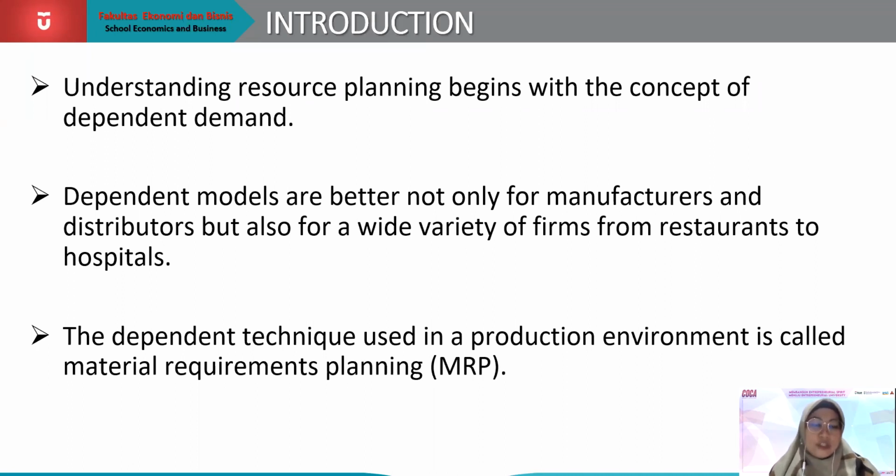You see here it is stated that dependent demand models are useful not only for manufacturers and distributors but also for a wide variety of firms, from restaurants to hospitals. So this covers products, and also companies or industries that produce services. It means the dependent demand model can be used not only for products but also for services.